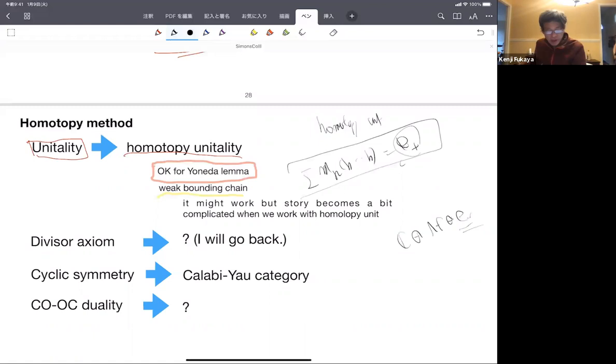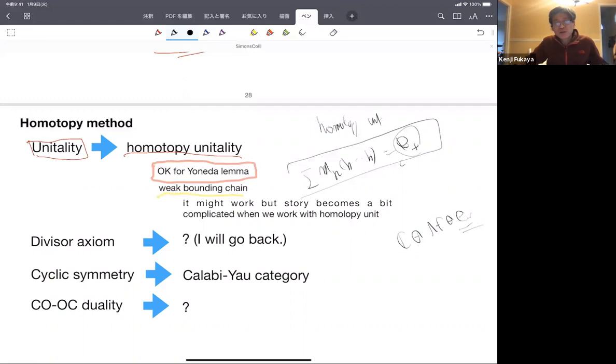But while we are working on some explicit examples like toric cases, we use the exact unit. And what we observe is that using the exact unit simplifies the story much. I don't say we cannot go with the homotopy unit. It's very likely we can replace everything by homotopy unit, but then we need to write much more, and it's more complicated, and that's not so nice. So it might be better to use the exact unit, but it's not completely necessary. So probably we can do everything by weak bounding cochain.